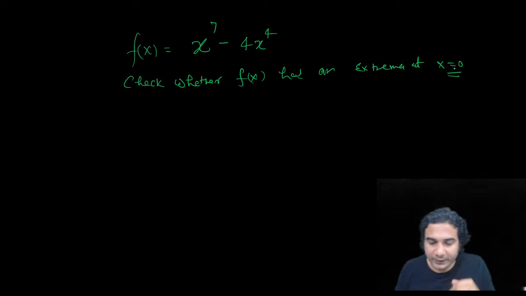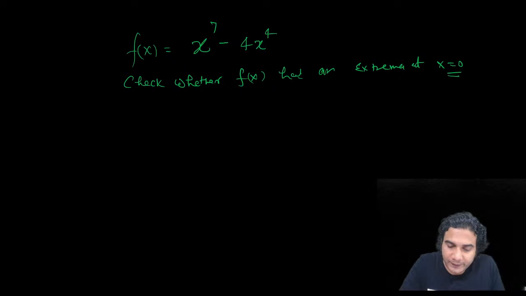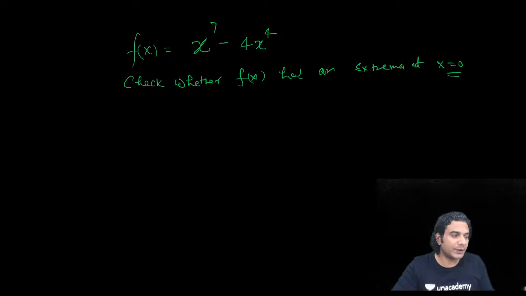All right, you need to check it. So check for this function at x = 0 whether this function has an extrema or not, using the nth derivative test. Of course you have a shortcut also by change of sign that you can apply here, but use the nth derivative test, which I have taught you just now.